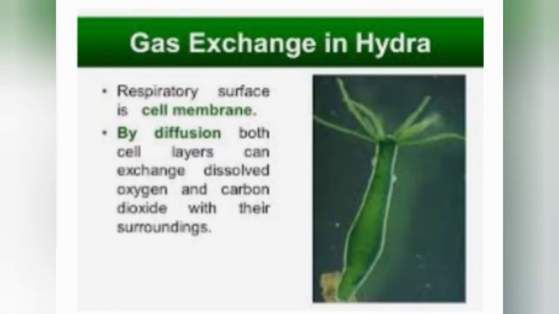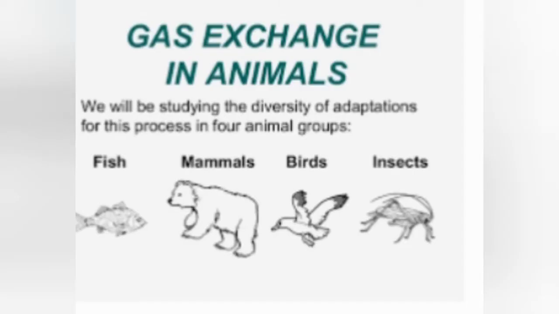Now exchange of gases in the hydra. Inside the cells, oxygen is used in the oxidation of the glucose inside the mitochondria to produce carbon dioxide, water, energy-rich molecules, etc. Now exchange of gases in the higher organisms.